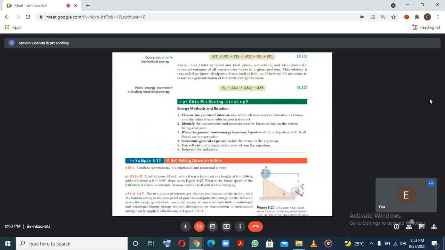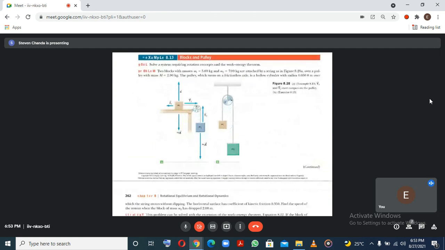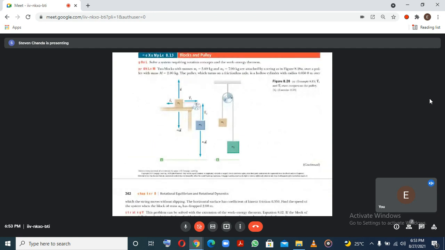Then the other questions which they really like are where you've got a block and a pulley. Those are the things we'll be looking at tomorrow. Once we look at this and at angular momentum, then we go to the states of matter. Then we are done with this topic.